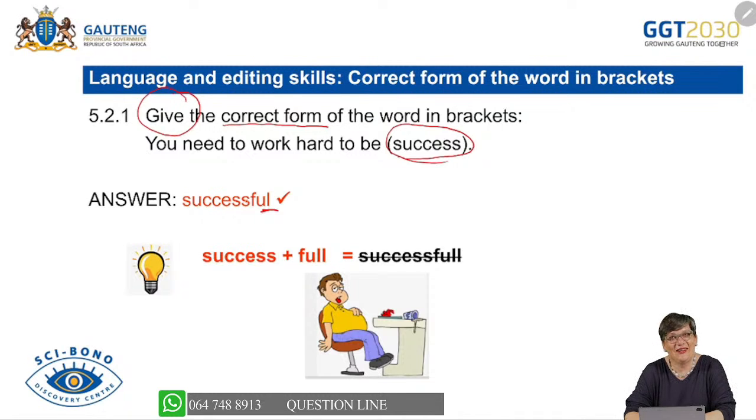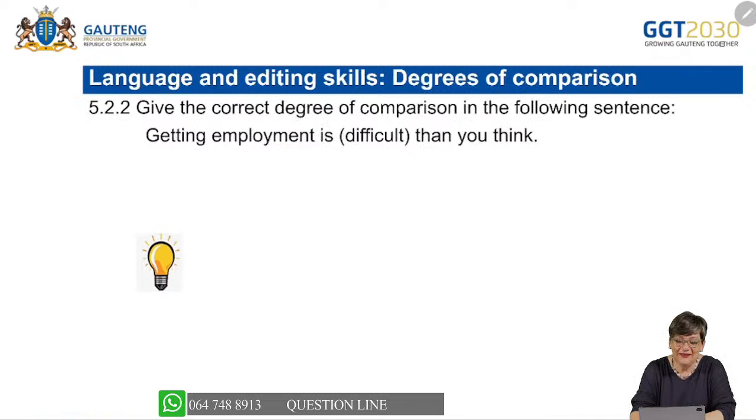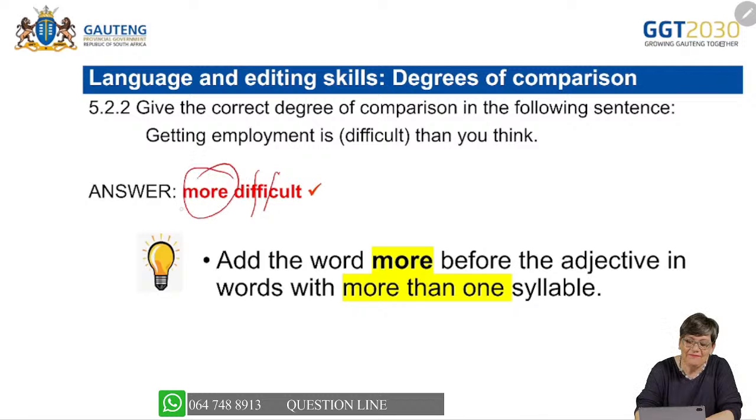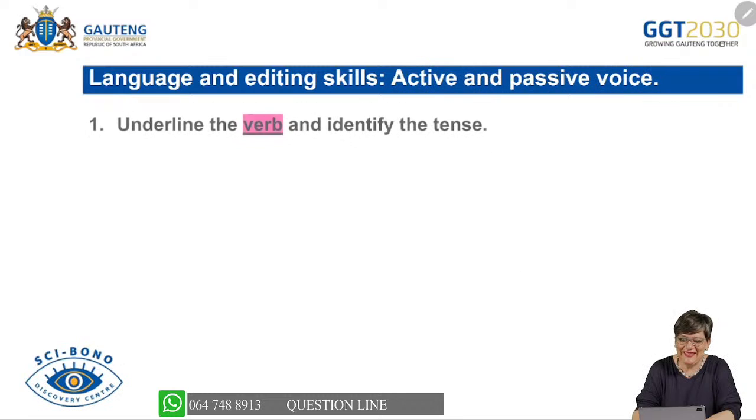Here's another thing we'd like to ask you. Degrees of comparison. Getting employment is difficult than you think. Your answer? More difficult. I think you remember the rule. We only add more if our word has more than 1 syllable. Difficult. In that case, because there's more than 1 syllable, we have to use more. Right? I'm giving you so many tips here.